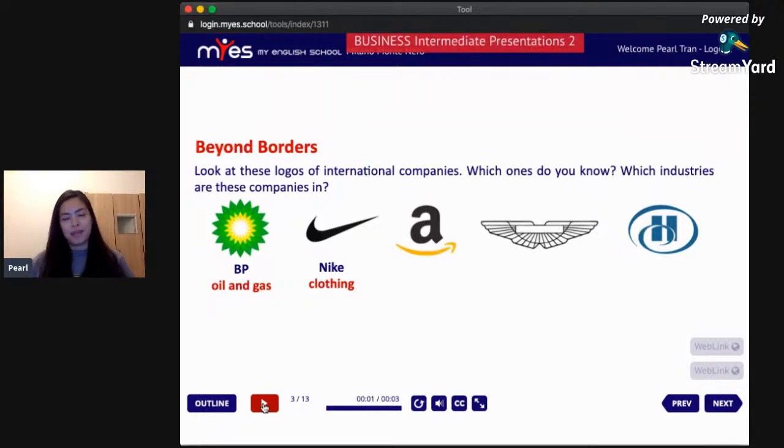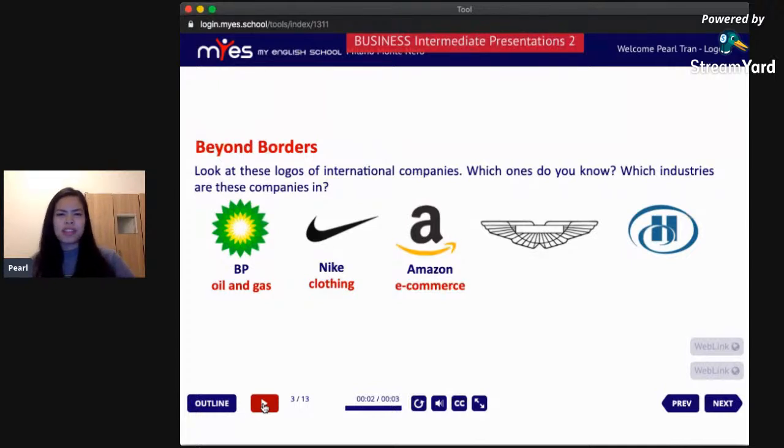The third one, I'm sure everyone knows. This is a worldwide brand. It's very popular here in Italy as well as in the States. And it's Amazon. And the industry they work in is e-commerce. So they work primarily on the internet, on the web. They conduct a lot of their business through the internet.